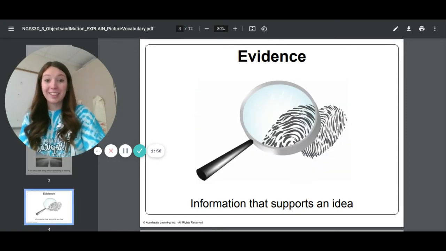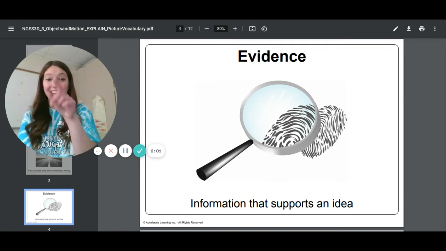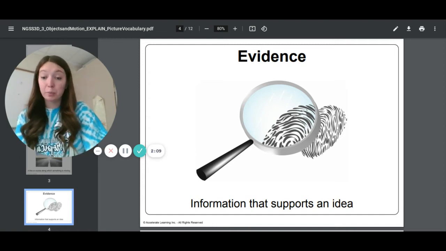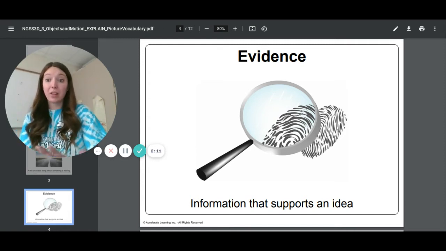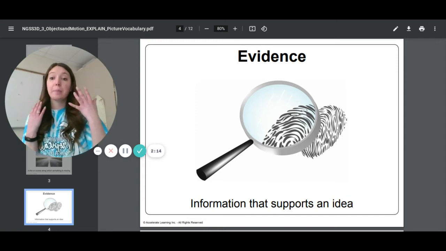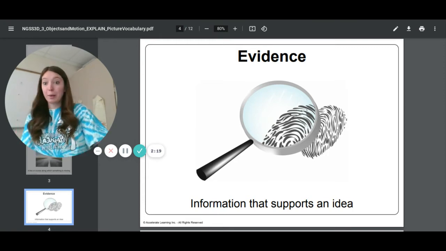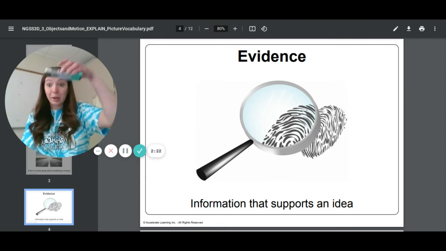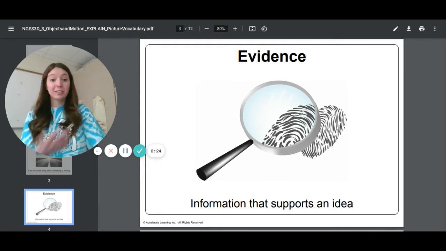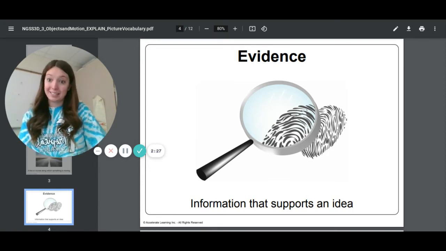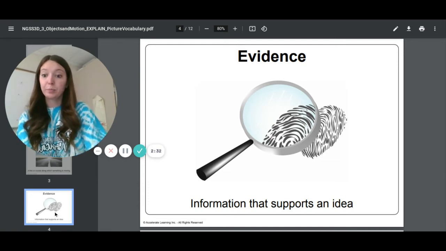Our next word is the word evidence. Say evidence. Good. Let's spell it. E-V-I-D-E-N-C-E. Evidence is just information that supports an idea. So we can come up with evidence that proves that gravity exists because we know that when I drop something or if I let go of something, it will fall to the ground, okay? Evidence is just information that will support an idea. And in science, those could be ideas about certain scientific theories.